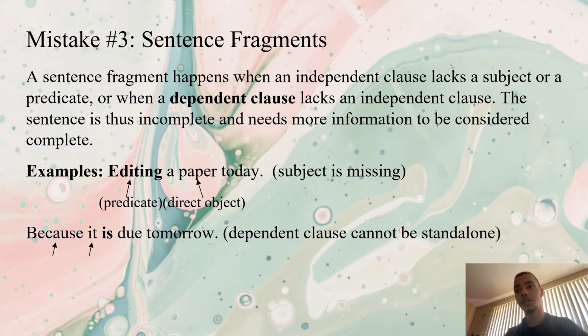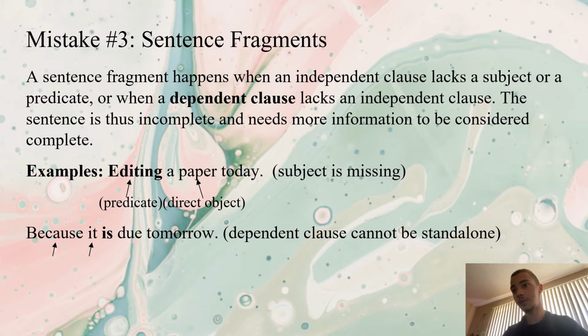The examples I have written here: editing a paper today. You describe the verb, which is editing. You have the paper, which is your direct object. And you say when, which is today. But there's no subject here. You don't explain who's editing a paper today, and that's a necessary part of the sentence. So just "editing a paper today" is a sentence fragment.